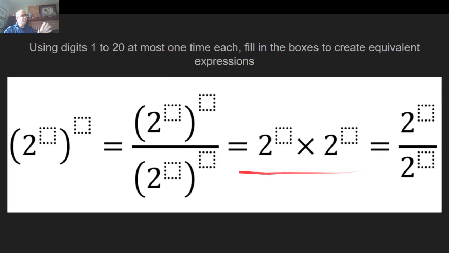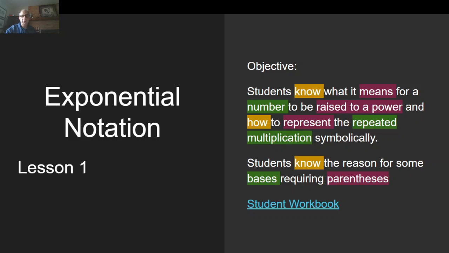When we get to the end of this, you will be able to fill in all of these boxes with different numbers, and all of the answers will be the same. So 2 to the power of something to the power of something will equal 2 to the power of something to the power of something over 2 to the power of something to the power of something, which is also equal to 2 to the power of something times 2 to the power of something, which is also equal to 2 to the power of something divided by 2 to the power of something. So that's what we will learn by the end of chapter 1. All right? We'll start this in just a second.